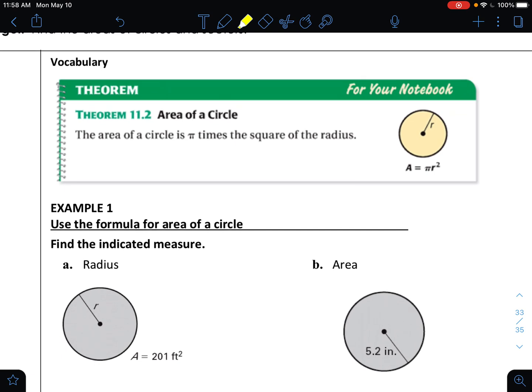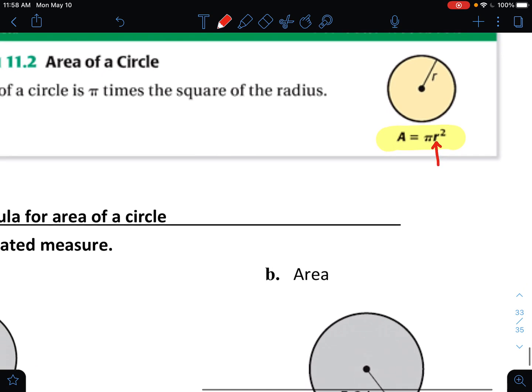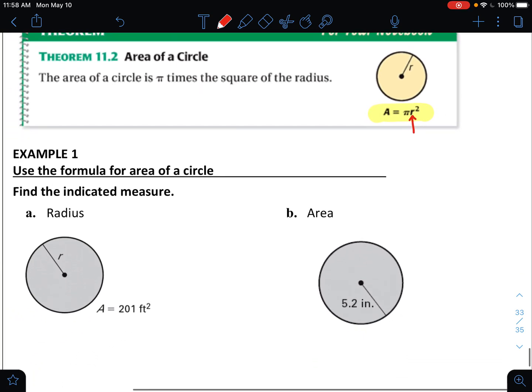So let's actually review just area of circles here. So reminder, formula for the area of the circle is pi times the square of the radius. So pi r squared is what we're used to. So just kind of a reminder here, you are always squaring just the radius, not pi. So the radius is the only part squared, and then we multiply by pi.